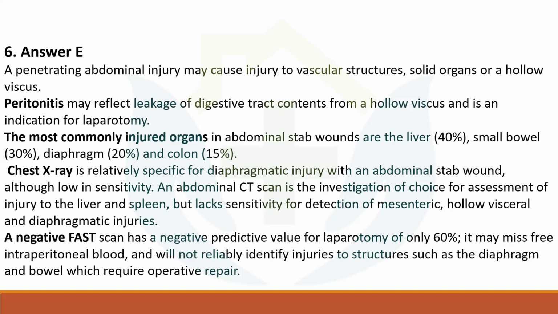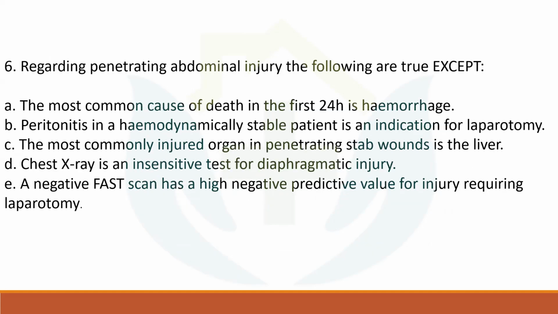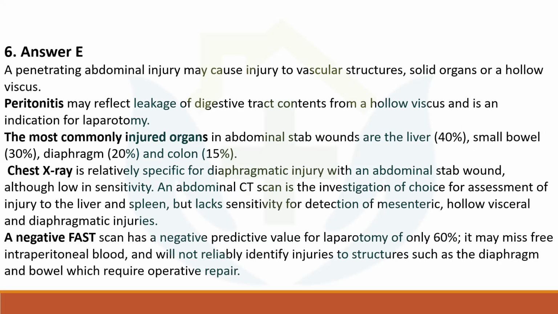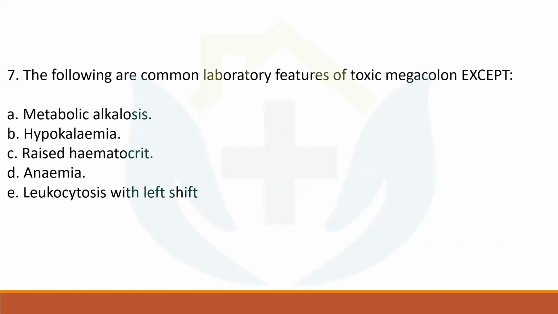A negative FAST scan has a negative predictive value for laparotomy of only 60%. It may miss free intraperitoneal blood and will not reliably identify injuries to structures such as the diaphragm and bowel, which require operative repair. So E was the correct answer in this question, which stated that a FAST scan has a high negative predictive value for injury requiring laparotomy. Now we'll move on to the next question.